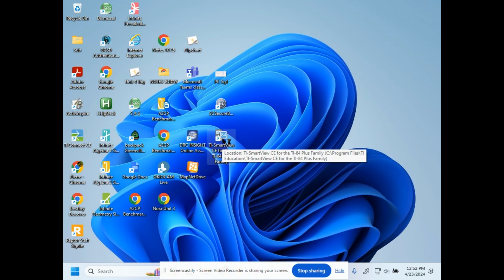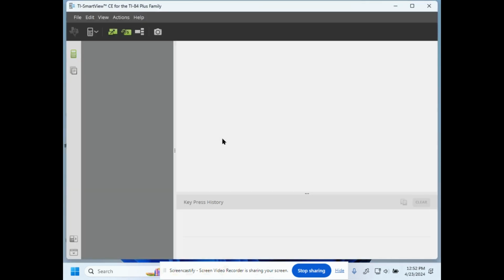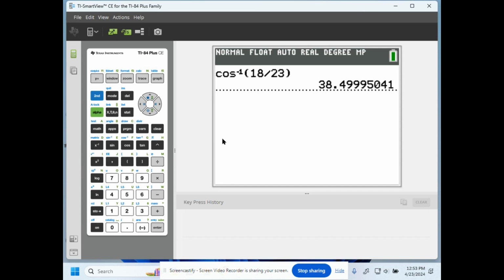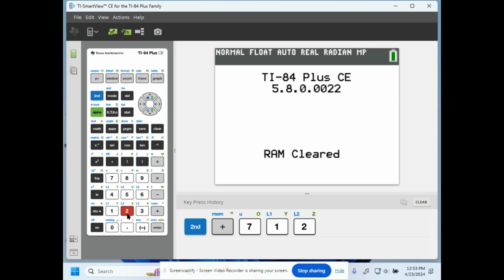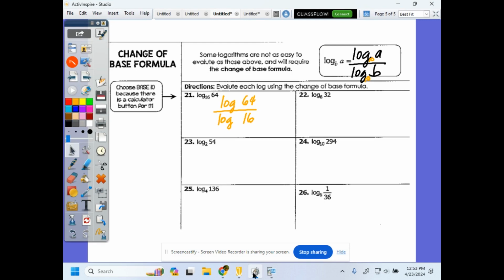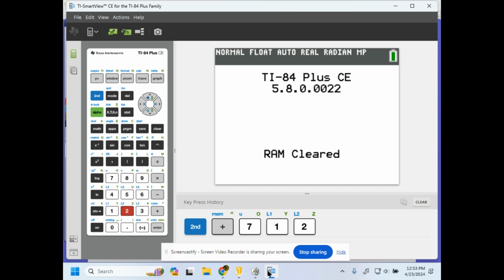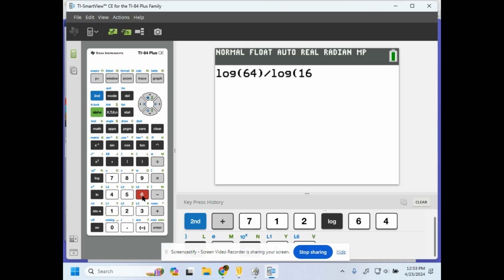So I would like you to get your calculator, and let's do number 21 here. As always, I'd like you to clear the memory. Second plus 7, 1, 2, just to start fresh. Again, the problem was log of 64 to base 16. Okay, so I'm going to go log, which is right here beside 7. Log 64, close parenthesis, divide by log of 16. The answer is 1.5.